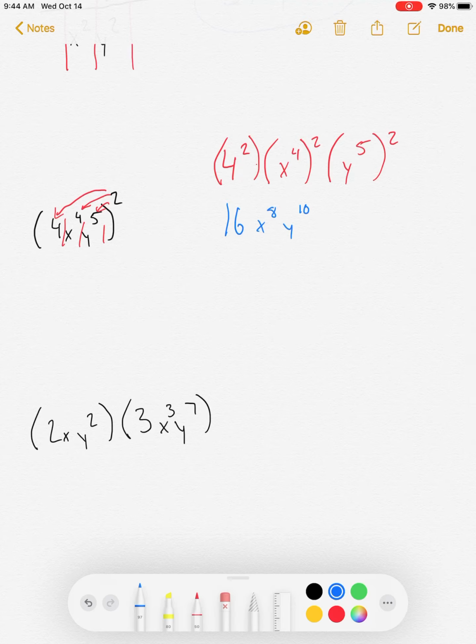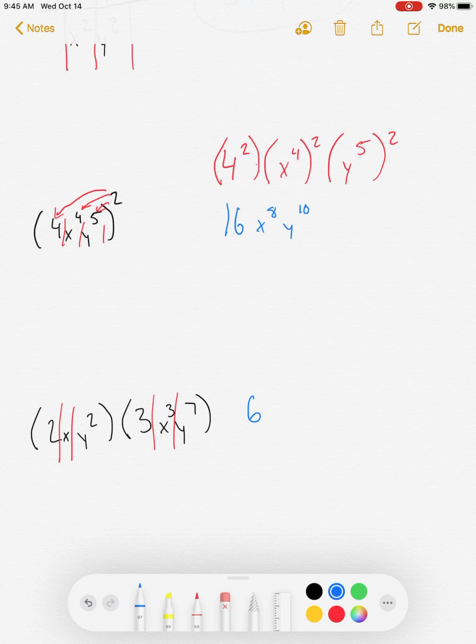And then our final quick example would be 2xy to the second times 3x to the third y to the seventh. So once again, we're going to section this off. Our first piece is the number out front, then we have our x's, then we have our y's. So our numbers out front, 3 and 2, since these are multiplying, 3 times 2 is 6. So we have 6 for our first.